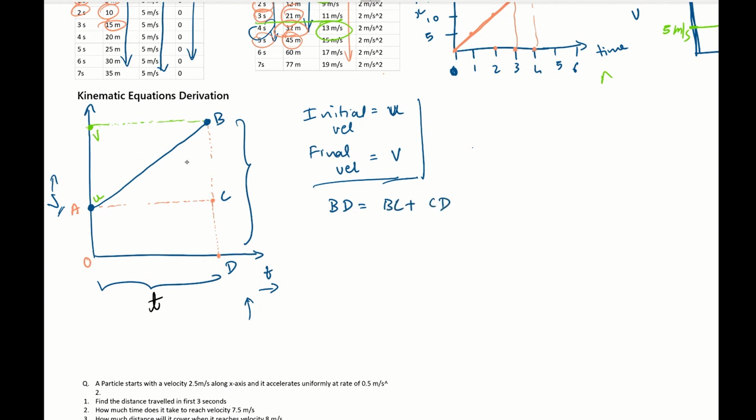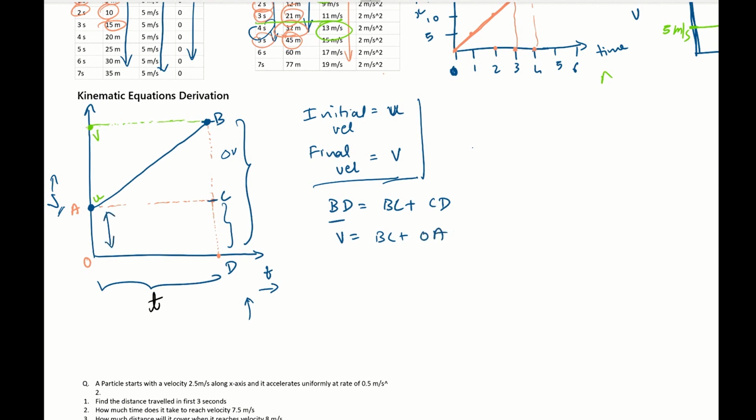All right, and you can see BD is nothing but the final velocity that we have defined. So it is nothing but v. And BC is the change in velocity, because if your initial velocity is u and your final is v, BC represents the change that has happened. So BC is the change, and CD is nothing but the initial velocity, which is u, because CD is equivalent to OA.